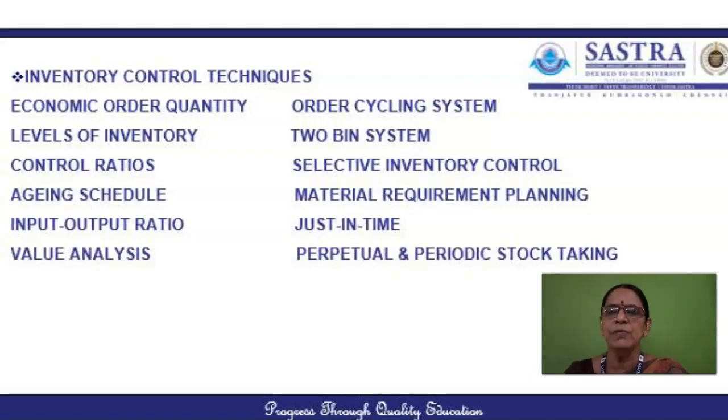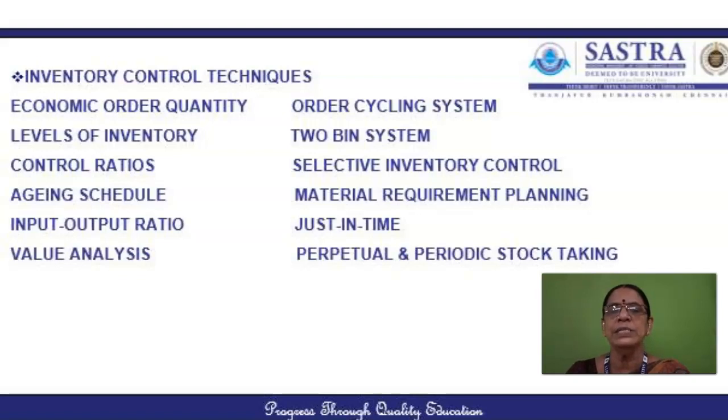Fixed period review system: EOQ divided by demand. So 10,000 units is the ordering quantity, into 52 weeks, divided by 2,50,000, it comes to 2.08. That is 2 weeks. The total cost for 3 weeks will be more.